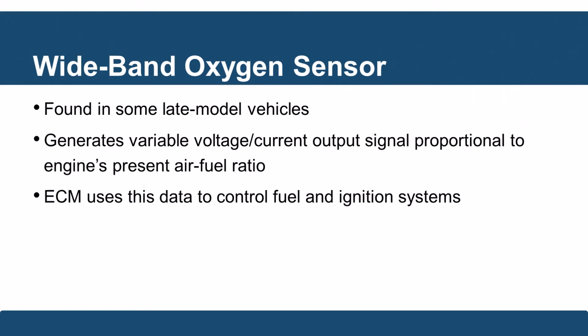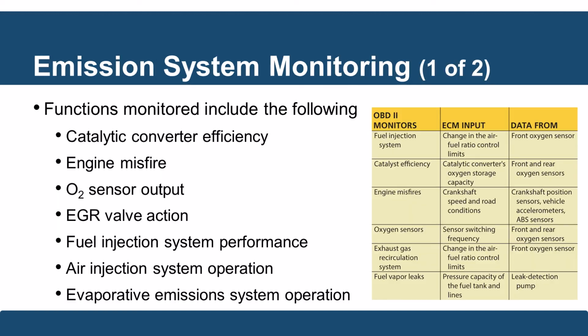The most current O2 sensors that are being used are called wideband oxygen sensors or fuel ratio sensors. These generate a variable voltage or current output signal proportional to the engine's present air-fuel ratio. The ECM uses this data to control the fuel and the ignition system. These sensors have a little pump in them that actually is trying to keep the air equal on the outside of the sensor.